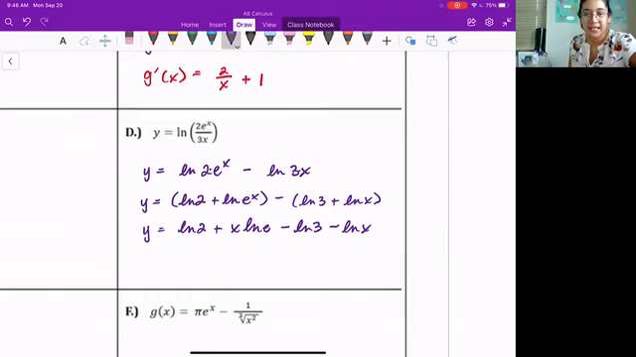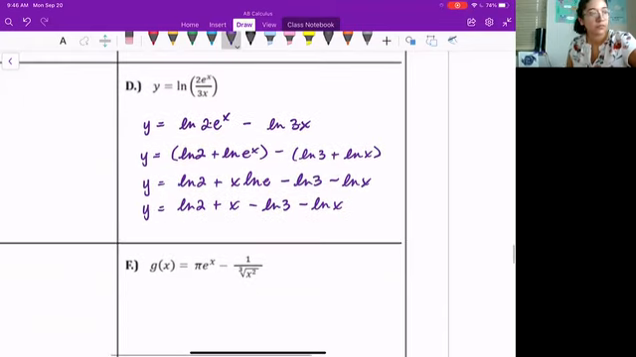Okay, now I'm seeing natural log of e. I know that's 1. So I've got natural log of 2 plus x minus natural log of 3 minus natural log of x. Okie doke. Now, I'm seeing natural log of x. I know how to deal with that. I'm seeing a plain old x. I know how to deal with that. But I'm also seeing natural log of 2 and natural log of 3. Remember, natural log of a number is just a number. I don't know exactly what natural log of 2 is, but it's a number.